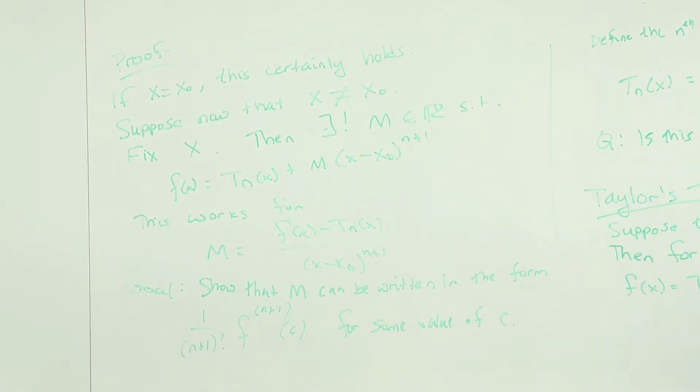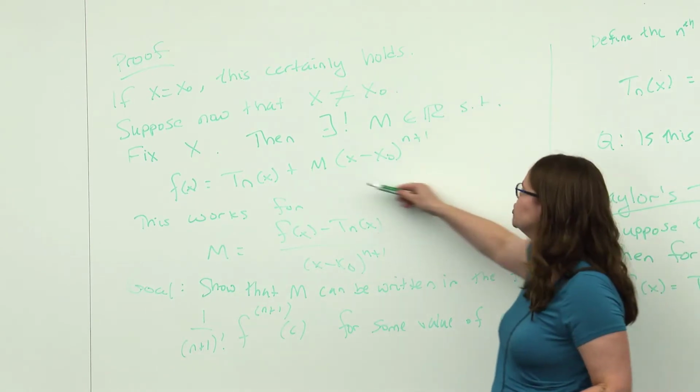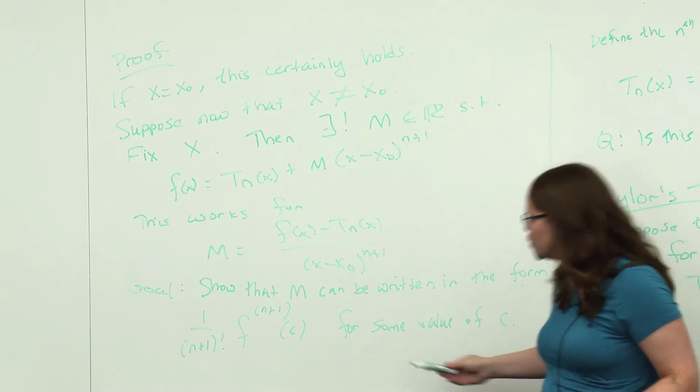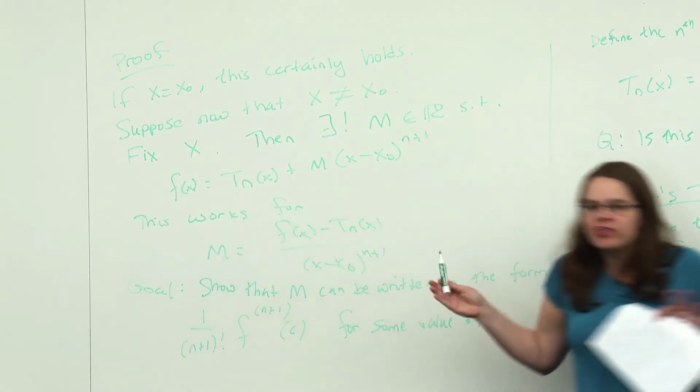Again, I can only write down the things I know to be true. What I know to be true is that I could certainly solve for a number to make this true. I don't know yet that I can write the number in this form, but this is where we're trying to get.